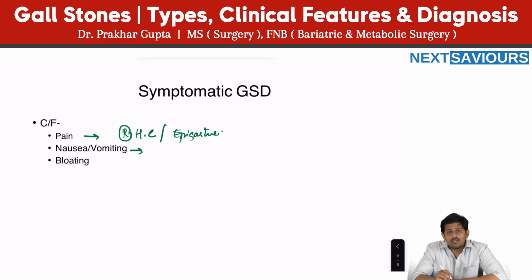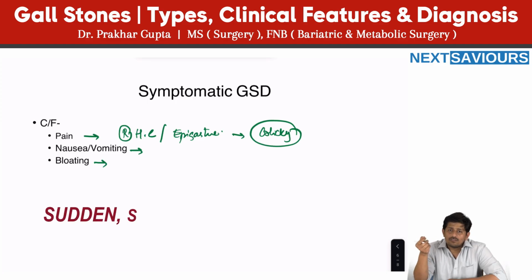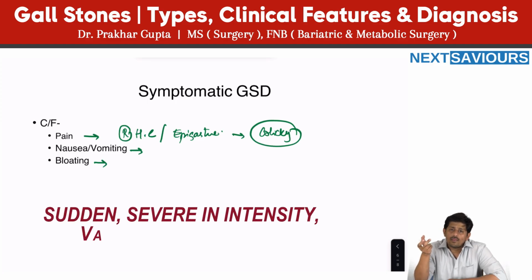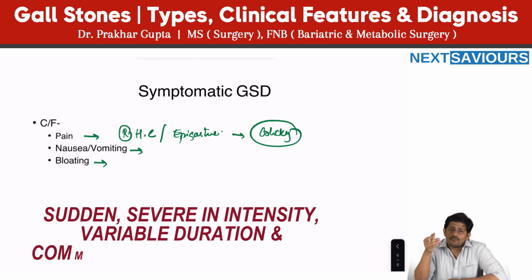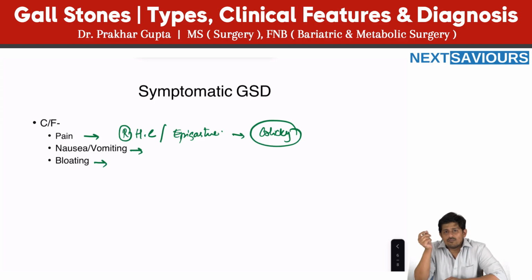There may be nausea and vomiting in these patients. There may be bloating. And the characteristic of pain is that it is usually colicky in nature. And what is a colicky pain? Colicky pain is the pain which is sudden in onset and severe in intensity. It may last from a few minutes to up to a day, that is 24 hours, and it usually gets relieved on its own. These are a few features of colicky pain which you need to remember.